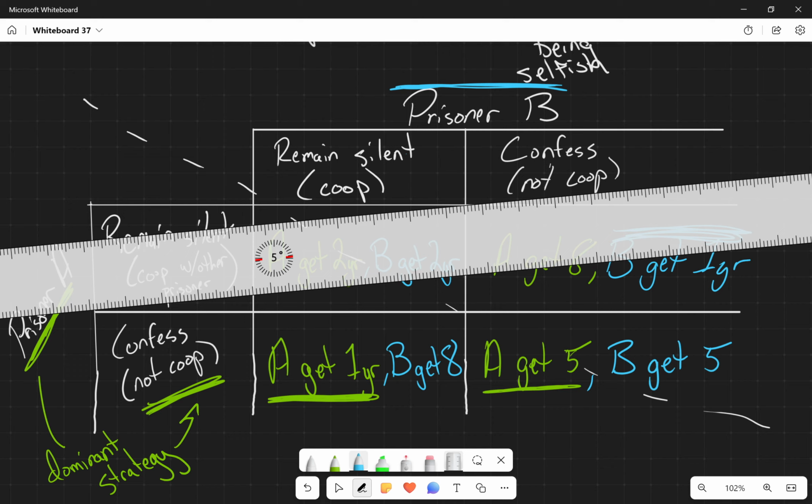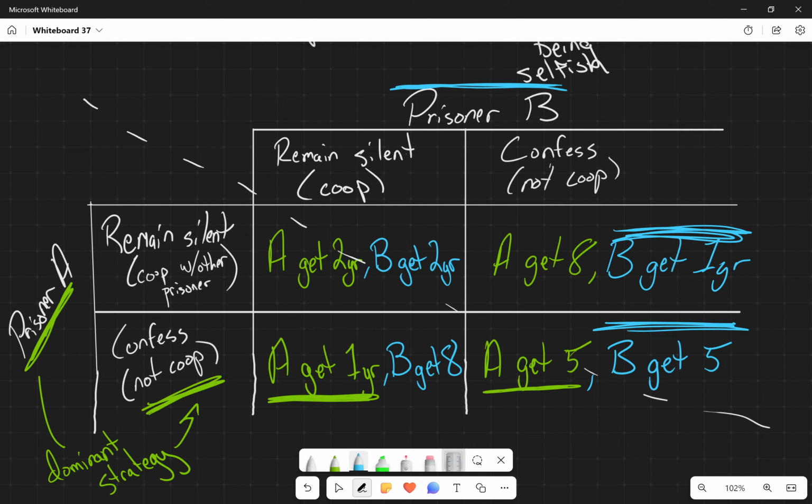Then we're going to cover up remain silent. We're going to say, okay, what if prisoner B confesses? Prisoner B confesses, what if prisoner A confesses? If prisoner A confesses, prisoner B is going to choose between remaining silent, getting 8 years, or confessing and getting 5 years. They're going to go ahead and confess. 5 years of jail time is better than 8 years. And so then we're going to take the ruler away, and we're going to say, okay, since these are both in the same strategy, prisoner B also has a dominant strategy to confess.